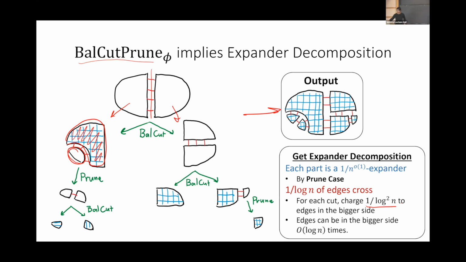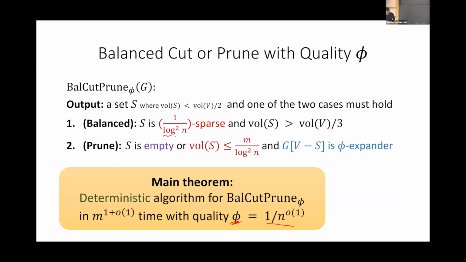Like what's phi? So every time that I cut with this sparsity, and here the fraction is also like, you basically charge 1 over log squared to the bigger side. Right. And each edge can be on the bigger side at most log n times. So the total number of edges that you cut is just 1 over log squared times log n. So it's a 1 over log fraction of the edges. Make sense?